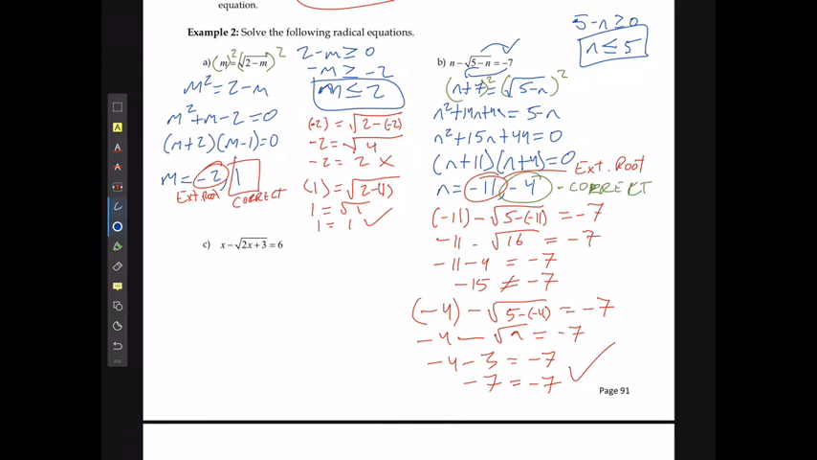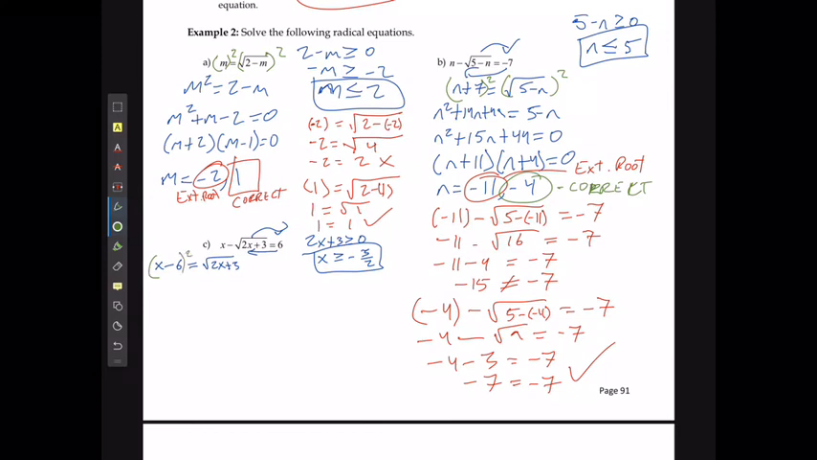Okay, and let's take a look at this last example. So, to start with, 2x plus 3 has to be greater than or equal to 0, which means that x is going to be greater than or equal to -3/2. I'm going to do the same thing I did last time. I'm going to move the radical to the right-hand side. I'm going to move the 6 to the left-hand side. And I'm going to state that x minus 6 is equal to the square root of 2x plus 3.